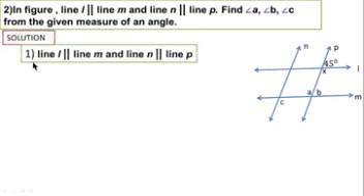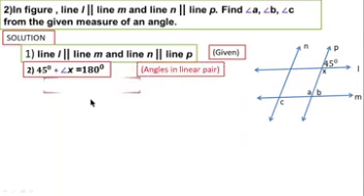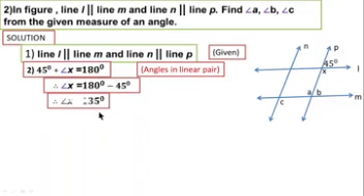Solution. First, line L is parallel to line M and line N is parallel to line P. This is given. Second, 45 degrees plus angle X is equal to 180 degrees. This 45 degree angle plus this is equal to 180 degrees. Reason: angles in a linear pair. Therefore, angle X is equal to 180 degrees minus 45 degrees. Therefore, angle X is equal to 135 degrees.